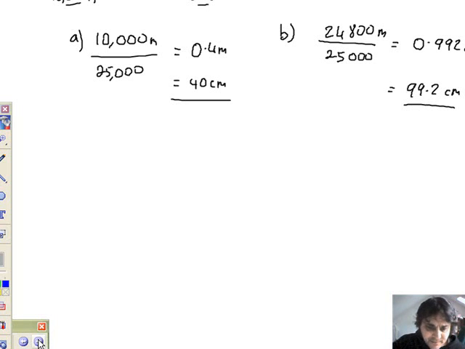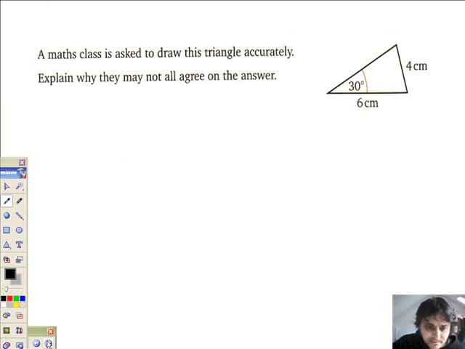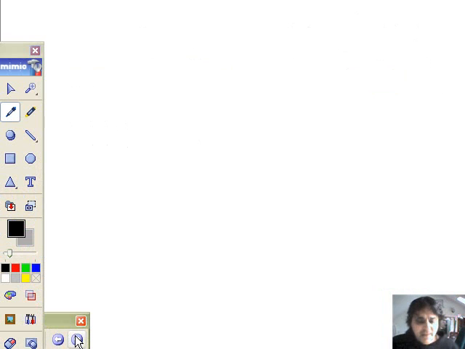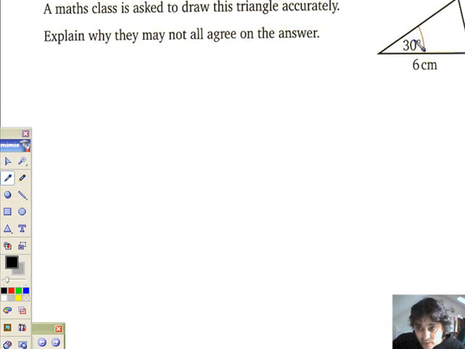Question 5 needs some consideration. There it is. Now, it's going to take some discussion. This is really hard to demonstrate on a screen with a graphics pad and without a compass to help me swing round. Anyway, a maths class is asked to draw this triangle accurately. That's the one. Explain why they may not all agree on the answer.